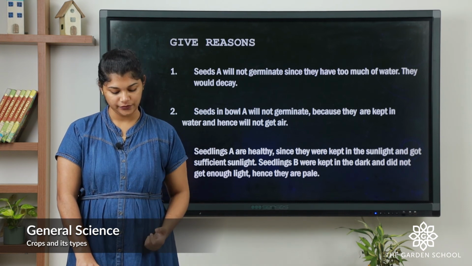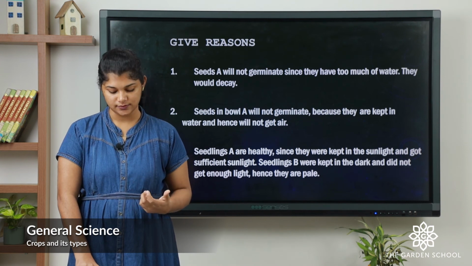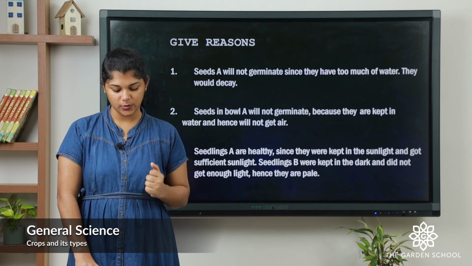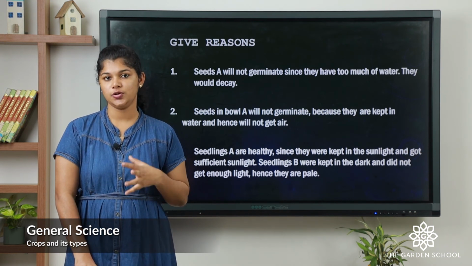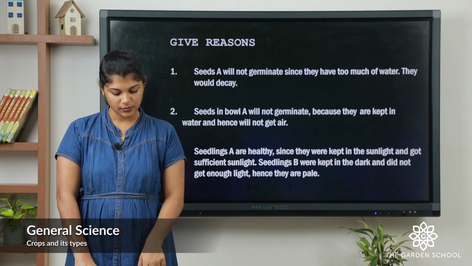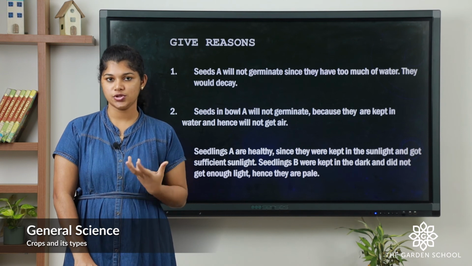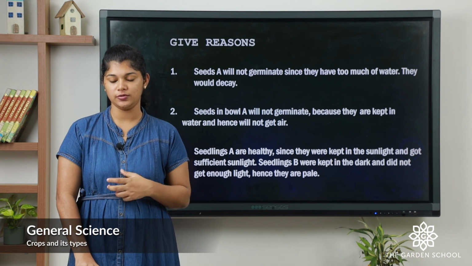The first one, do you eat all kinds of vegetables and fruits? Yes, you must eat it. The second one, do you waste food? No, you should not waste food. Third one, do you value food? Yes, you should value the food because so many people are not getting enough food, right? So, you should value the food.